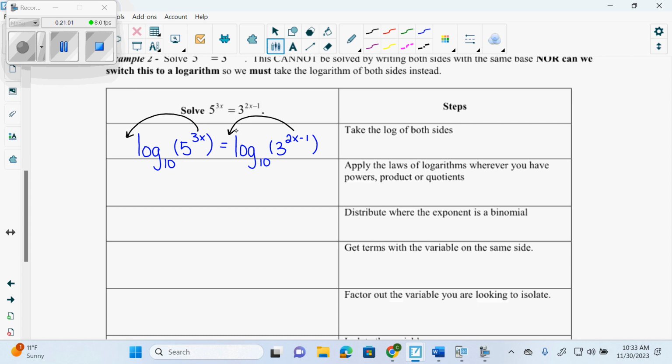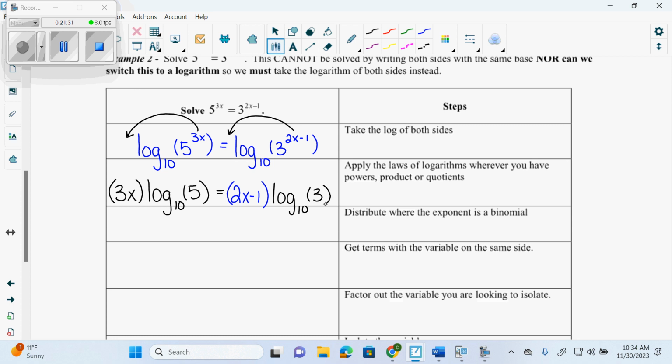So we're going to get, and I always put them in brackets, whatever I'm dropping in front. So I get 3x log base 10 of 5. Now 3x times log base 10 of 5 is just 3x log base 10 of 5. We agree? There's nothing crazy I can do with that. But if my exponent is a binomial, which this one is, I'm going to get (2x minus 1) in brackets times log base 10 of 3.